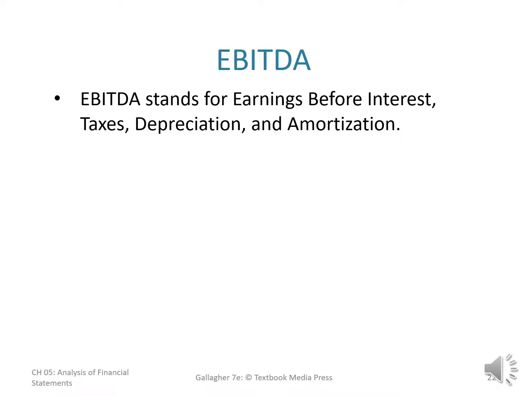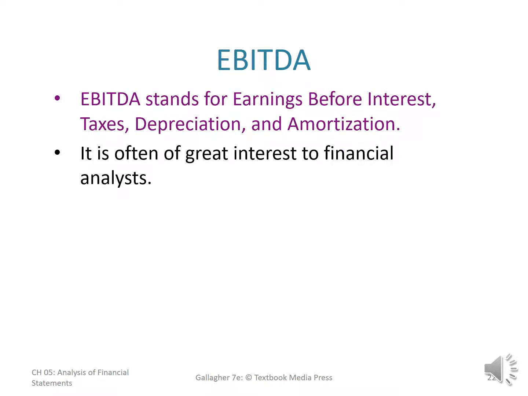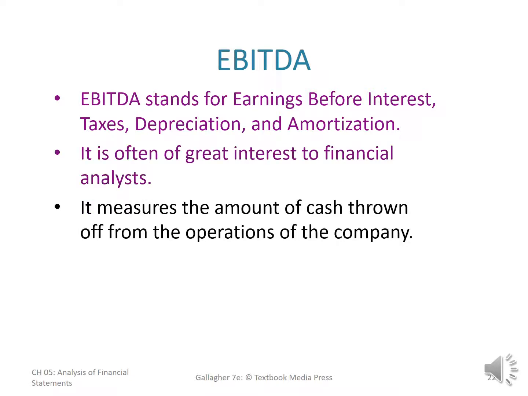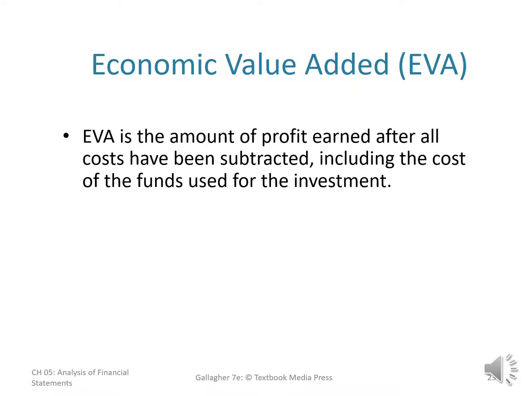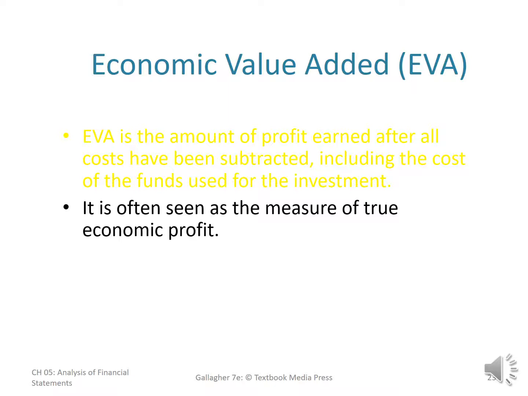EBITDA. EBITDA stands for earnings before interest, taxes, depreciation, and amortization. It's often of great interest to financial analysts. It measures the amount of cash thrown off from the operations of the company. Economic value added, EVA. EVA is the amount of profit earned after all costs have been subtracted, including the cost of funds used for the investment. It's often seen as the measure of true economic profit.